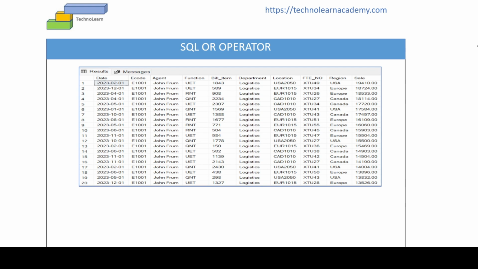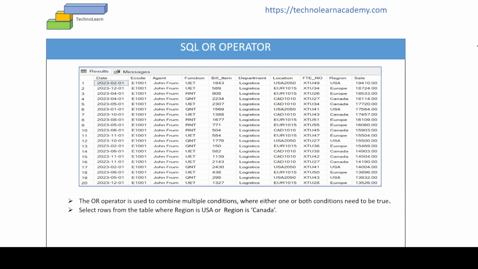Okay, we can discuss the OR operator now. The OR operator is used to combine multiple conditions where either one or both conditions need to be true. For example, we have a region column, and from this region column, I want to extract the data where the region is USA or it is Europe.